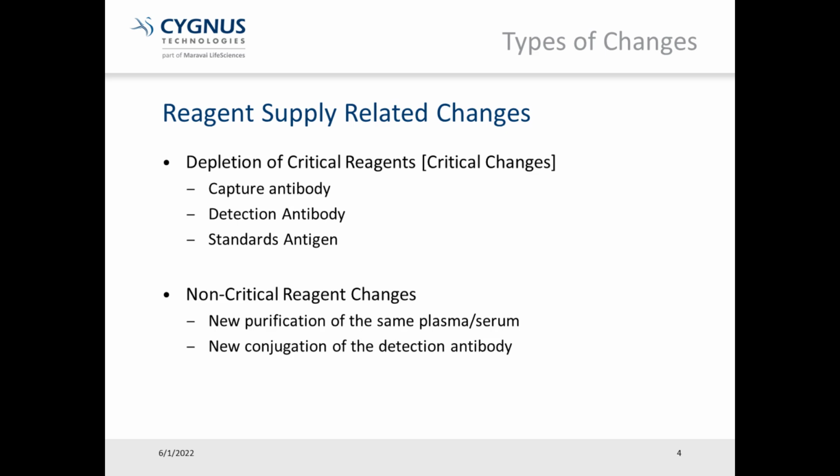Non-critical reagent changes are typically more minor, such as the purification of an additional antibody from the same plasma or serum. Another would be the new conjugation of a detection antibody. Non-critical reagent changes still require some level of characterization, but on a much smaller level than the critical reagents.